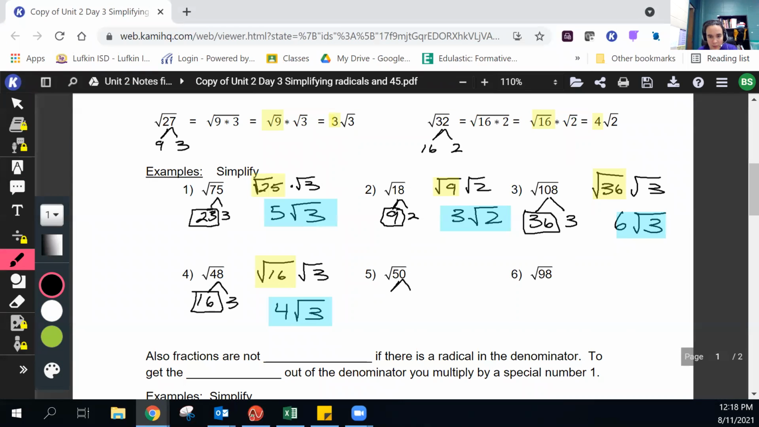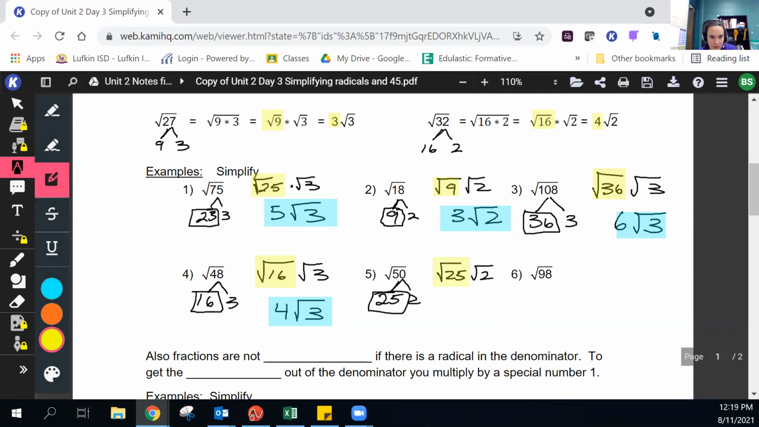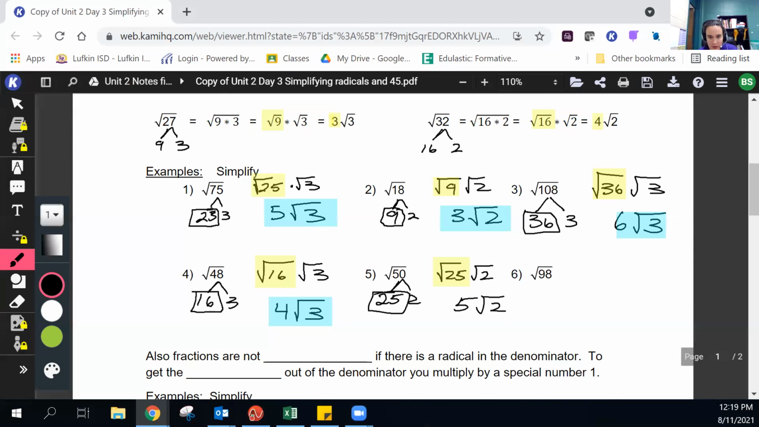Next up, we have square root of 50. Is 50 divisible by 2? Yes, it is. What do we get? 25. Is 25 a perfect square? Yes, it is. So we're taking the square root of 25, the square root of 2. What is the square root of 25? It's 5. So our answer is 5 times the square root of 2.